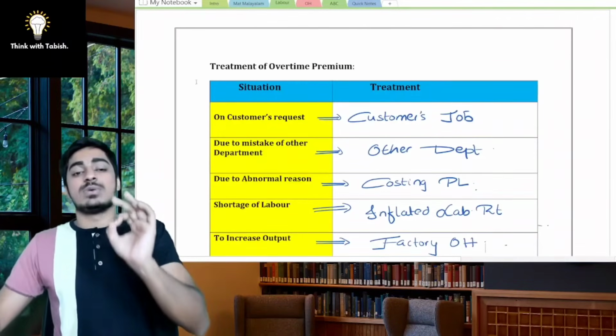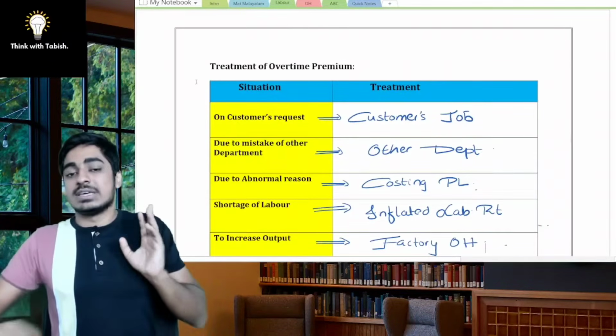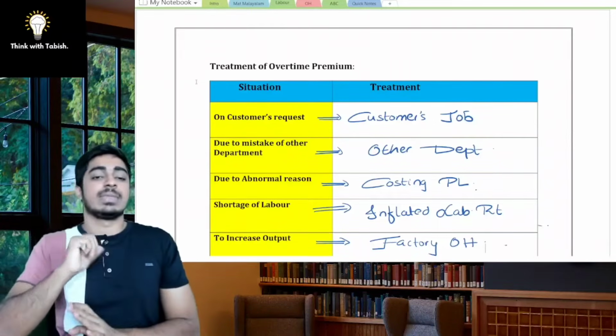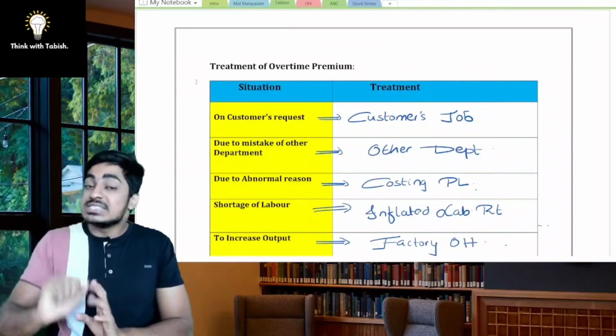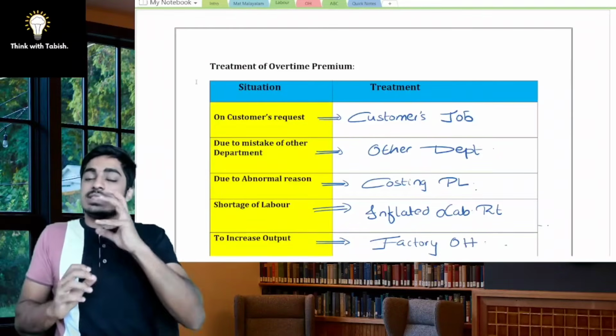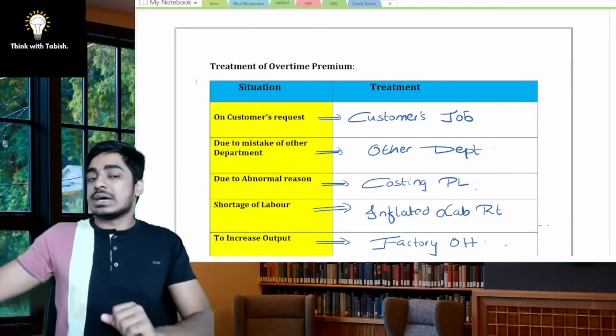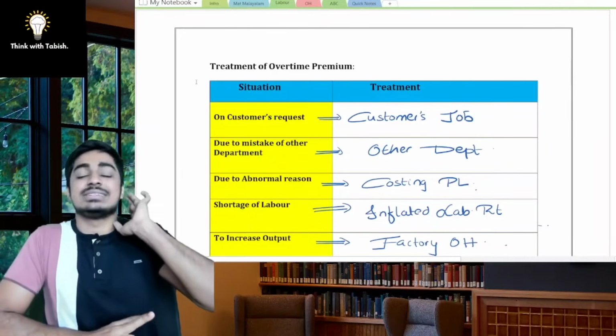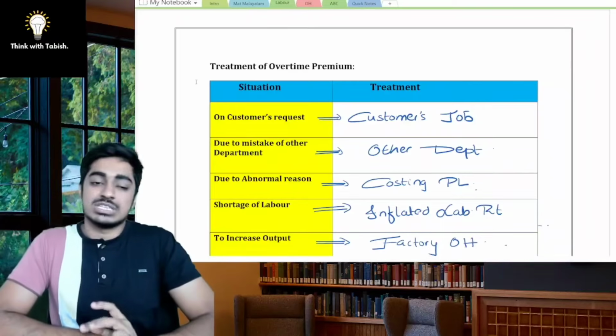Firstly, it varies in different situations, different scenarios. If overtime is worked on the customer's request, then the overtime premium will be charged to that customer's job. If overtime is worked due to a mistake of some other department, this overtime premium will be charged to that other department. If overtime is worked due to some abnormal reasons, then it will be transferred to costing P&L.